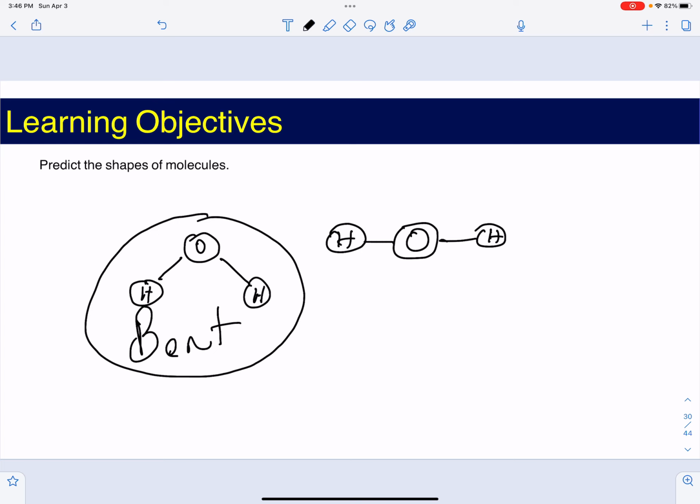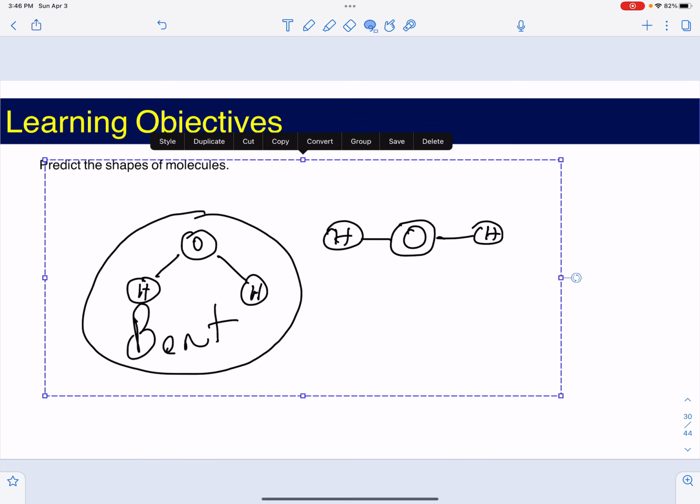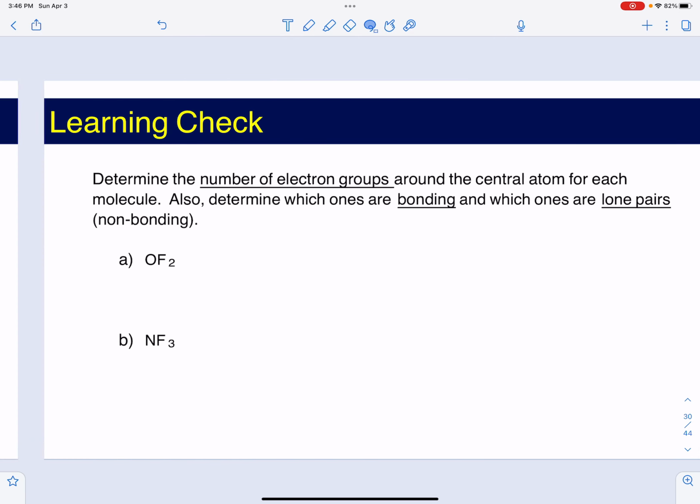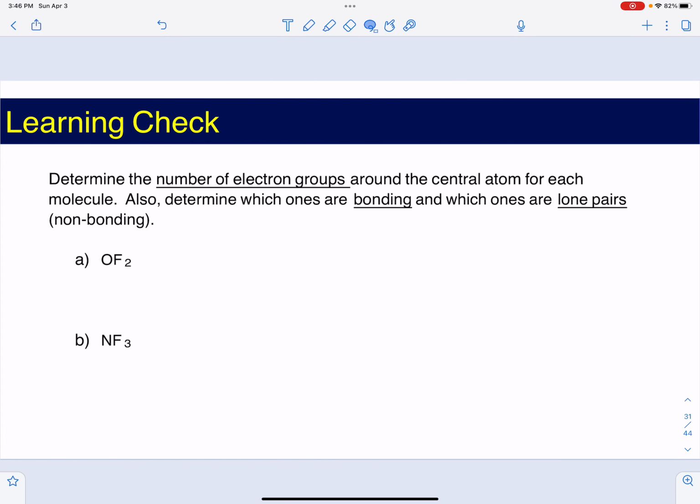If you give me a formula, and I can draw the Lewis structure, can I also draw it having the proper shape that we know is the real one in nature? So how are we going to do that? Really easy. Before we get there, let's do something first. Let's do some more practice with Lewis structures. So let's do oxygen difluoride.